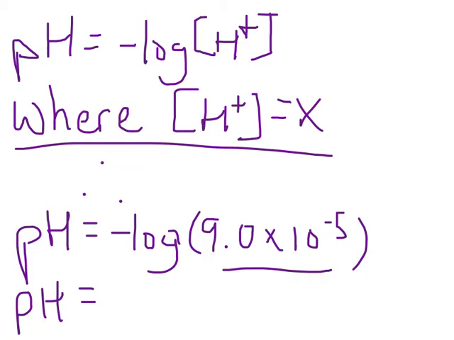And the pH, as calculated, when you do it in your calculator, is 4.0. So even a weak acid like this one still gives us a pH of 4.0. That, in a nutshell, is how you solve a pH question using weak acid equilibrium.